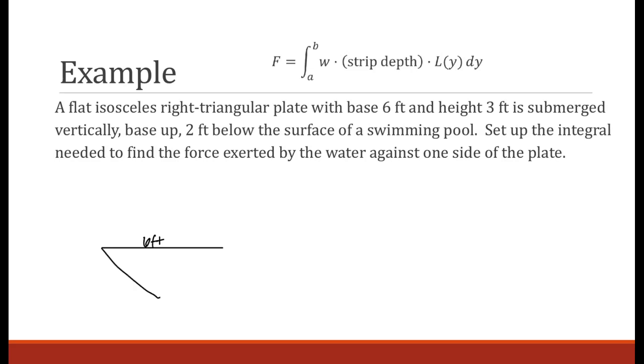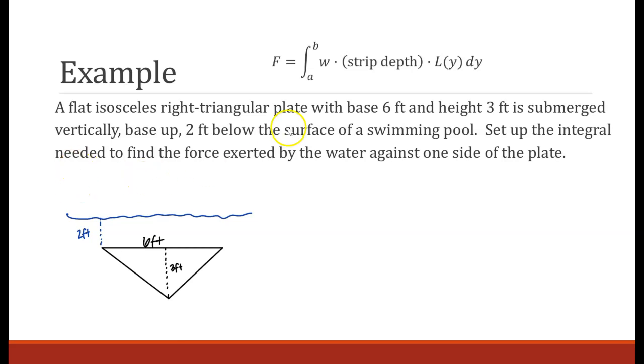So here 6 feet is on the top, and this is isosceles, meaning that the other 2 sides are the same length. I'll do my best to make them look the same. And then the height is 3 feet. This shape is submerged 2 feet below the surface of a swimming pool. So here, this little distance is 2 feet, and that's under the water.